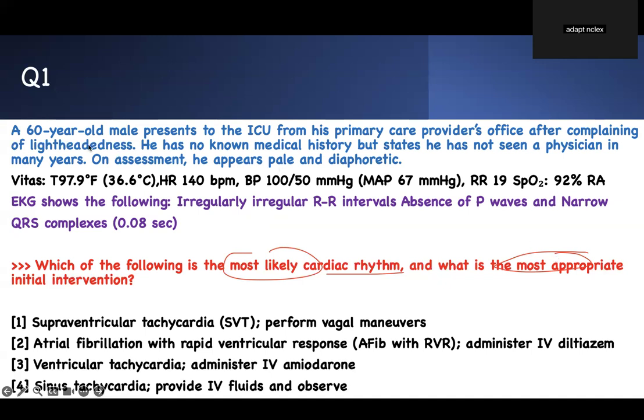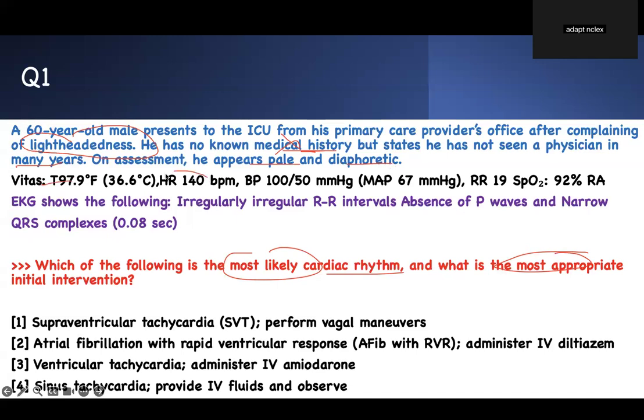Lightheadedness. So, one symptom. The first portion, I don't care. He has no past medical history. Eliminated. No other problem. And it states he has not seen a doctor in many years. That means he has a medical problem. That's the key, right? On assessment, he appears pale. He may be anemic or diaphoretic, right? Something is not right.